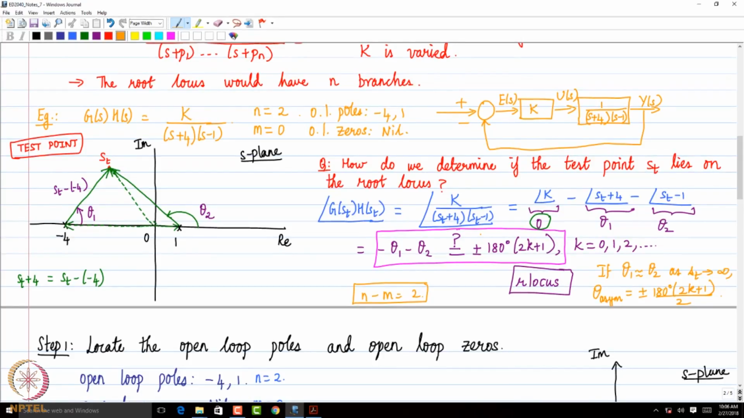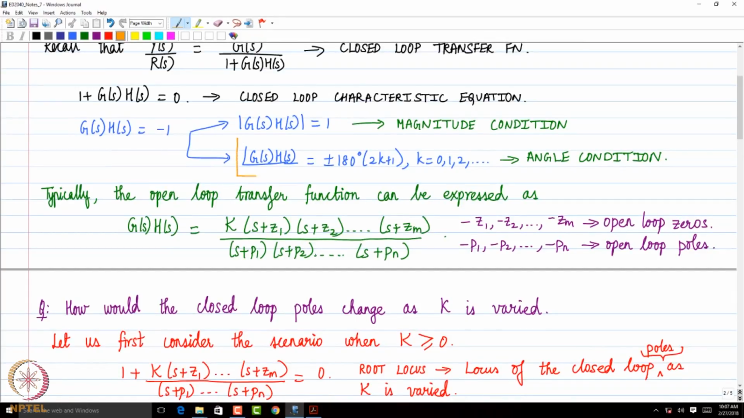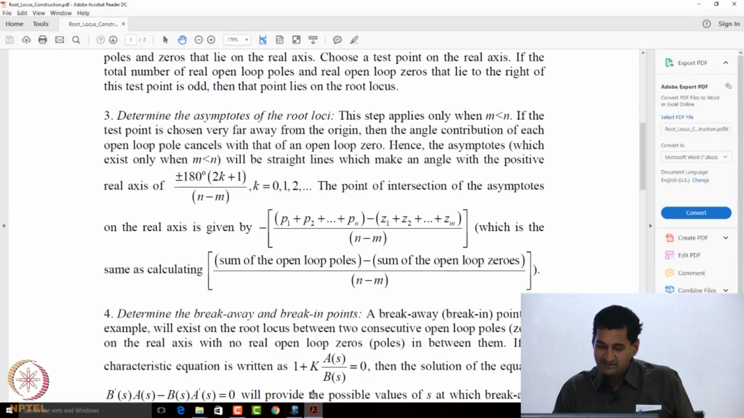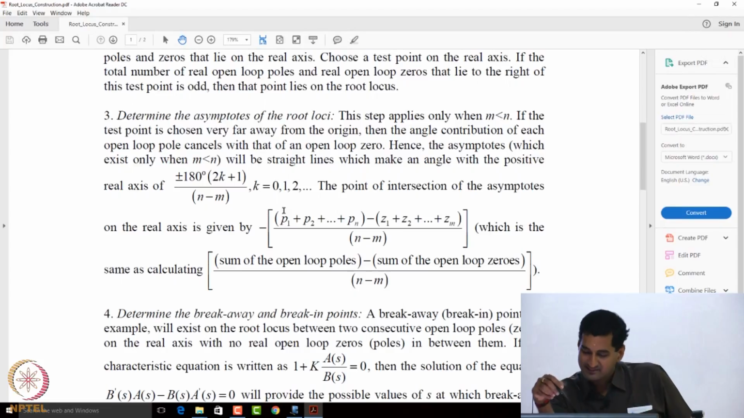Why? Because we want to satisfy the angle condition. Once again we keep coming back to this condition. Essentially most of the steps in the construction of the root locus depend on the angle condition. That's why we use this formula. Is it clear? Let me go back to the PDF file. The asymptotes, which exist only when m is less than n, will be straight lines which make an angle with the positive real axis of plus or minus 180 degrees times 2k plus 1 divided by n minus m. That's the angle made by the n minus m asymptotes with the positive real axis.